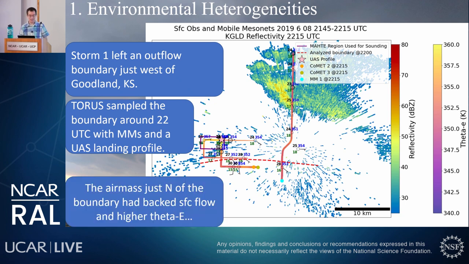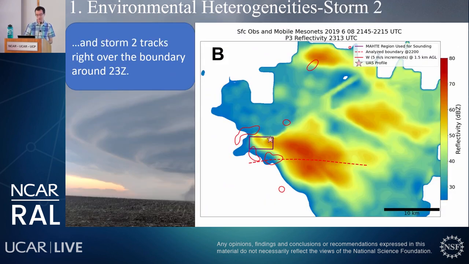So again, this air mass has backed surface flow and higher theta E. So if you're a forecaster looking for severe weather, you're going to think, huh, if a storm interacts with that, that could be interesting. That could be more favorable. And storm two, about an hour later, does track right over that boundary location. So the boundary location at 22 UTC is here.